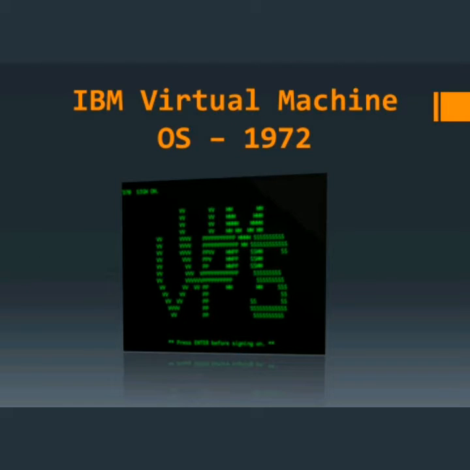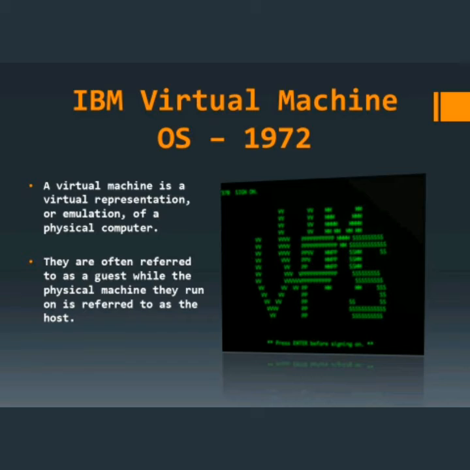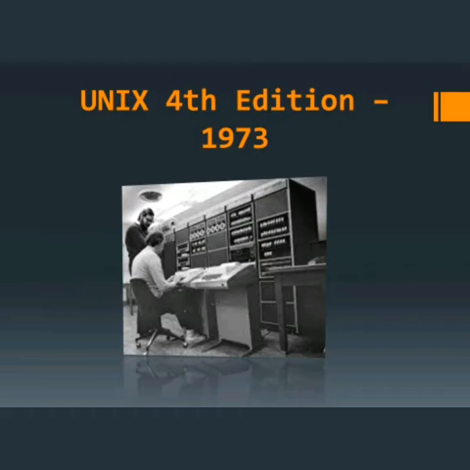A virtual machine is a virtual environment that functions as a virtual computer system with its own CPU, memory, network interface, and storage, created on a physical hardware system. Software called a hypervisor separates the machine resources from the hardware and provisions them appropriately so they can be used by the VM. In 1973, Unix 4th edition was released.